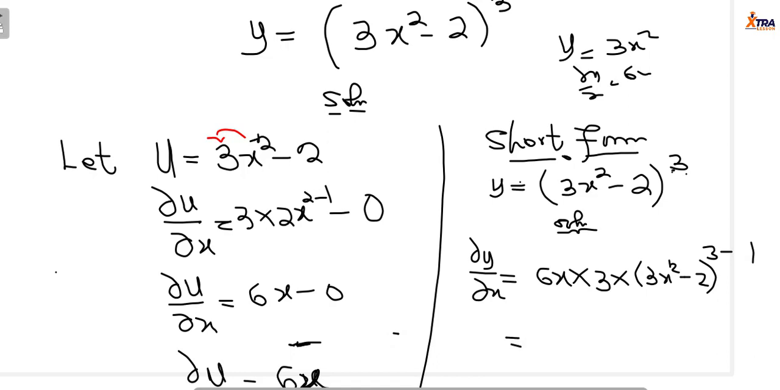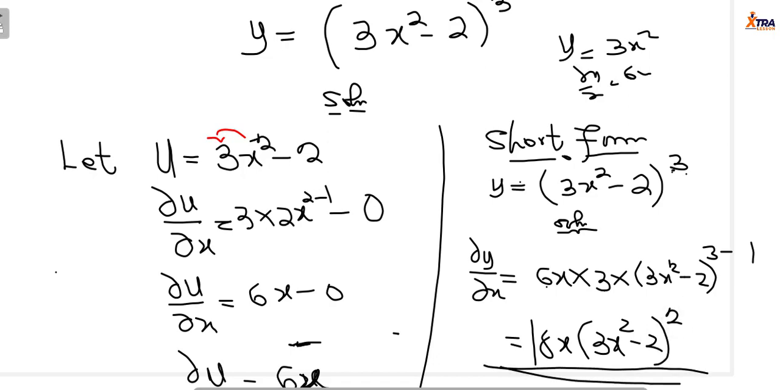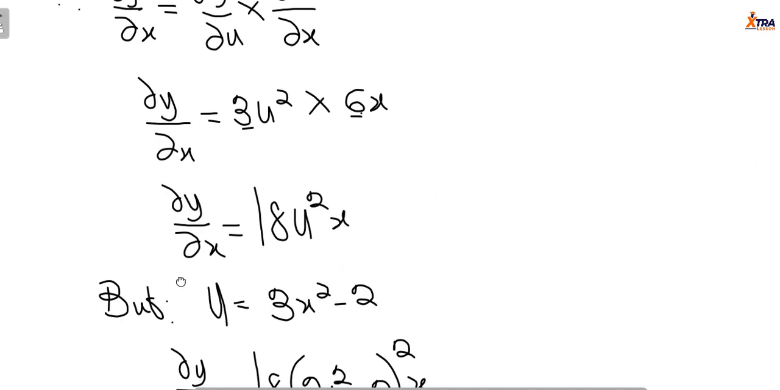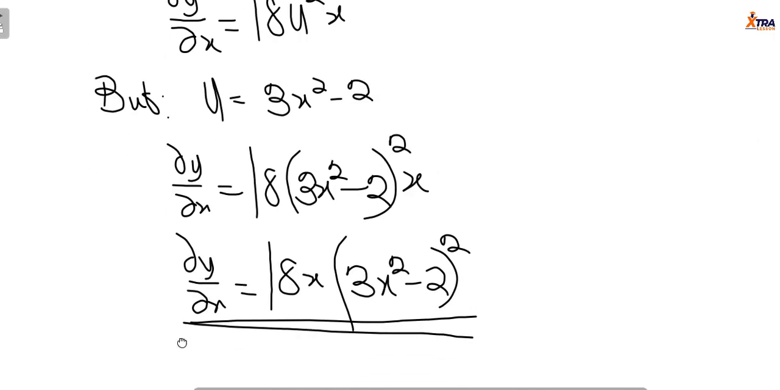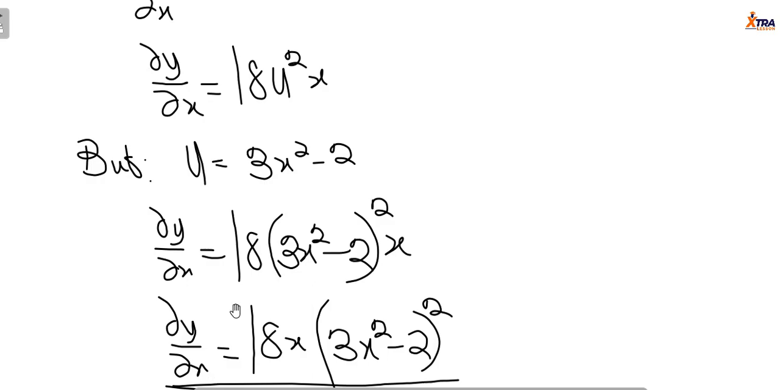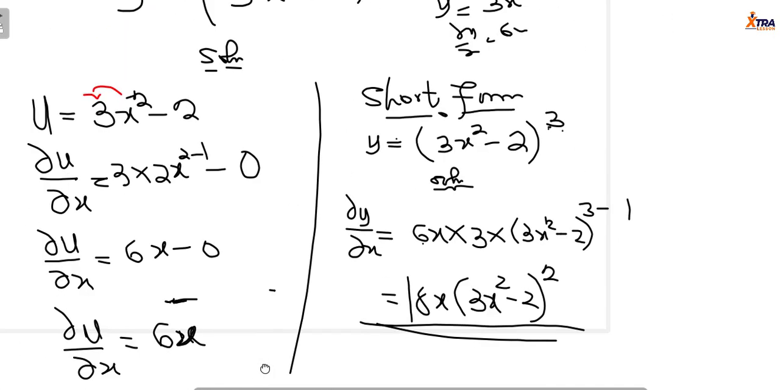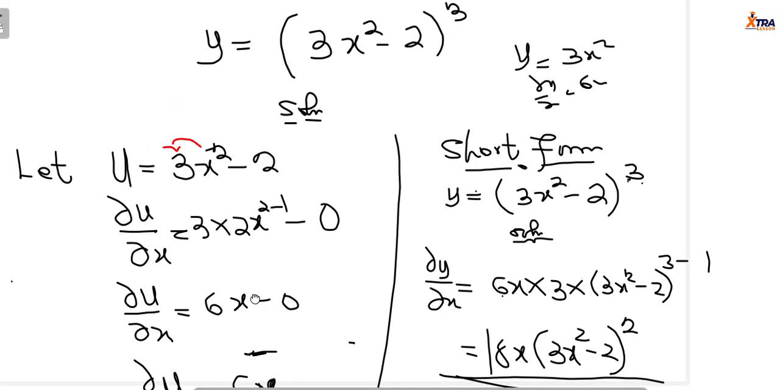So now let's multiply this. We are having 18x times (3x squared minus 2) all raised to the power, what? All raised to the power 2. So that is how to solve with short form. If you look at this answer also, you can see that we arrive at the same answer. So in case of objective, you can just make use of short form.